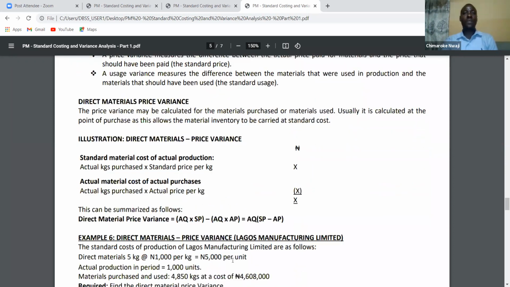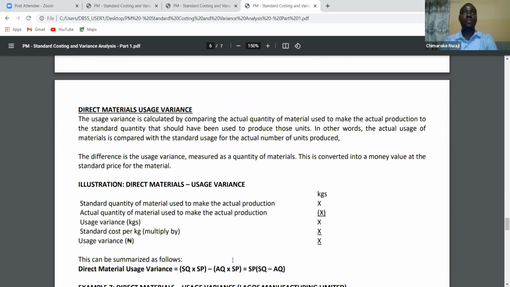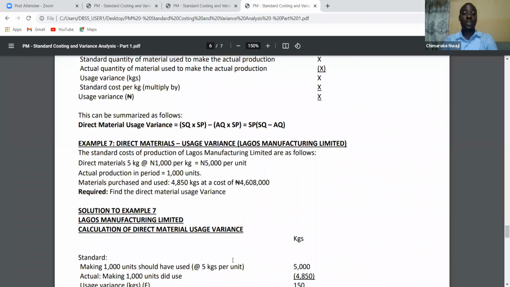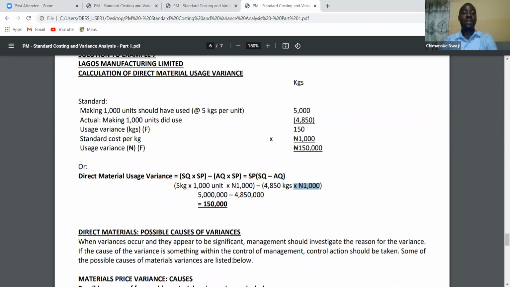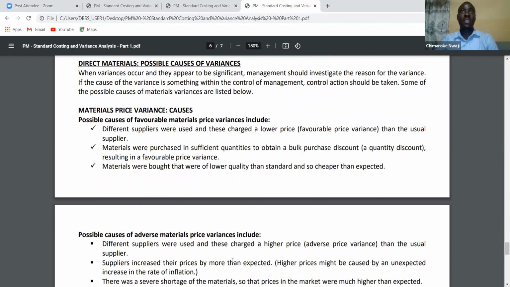Now, don't think that because you have a favorable variance, it always means a good thing. And don't think because you have an adverse variance, it always means a bad thing. We need to look at the possible causes for these variances. What are the possible causes of variances? Now, for price variance, what are the possible causes of price variance?